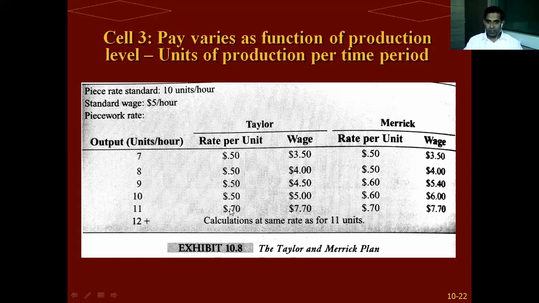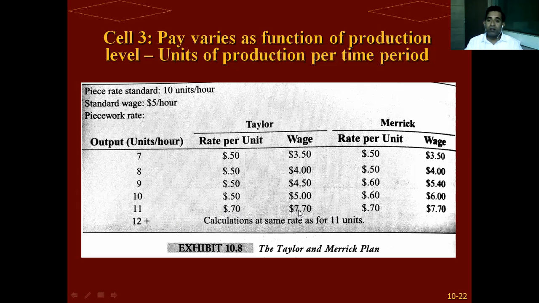Now, the fifth employee under Taylor differential piece rate system earns... since they have two piece rates, one piece rate for up to 10 units per hour, it is half a dollar per unit, and any employee who produces more than 10 units, exceeds the standards, is given a higher piece rate, that is $0.7 per unit. So under Taylor differential piece rate system, the fifth employee who has produced 11 units earns 11 into $0.7, $7.7.